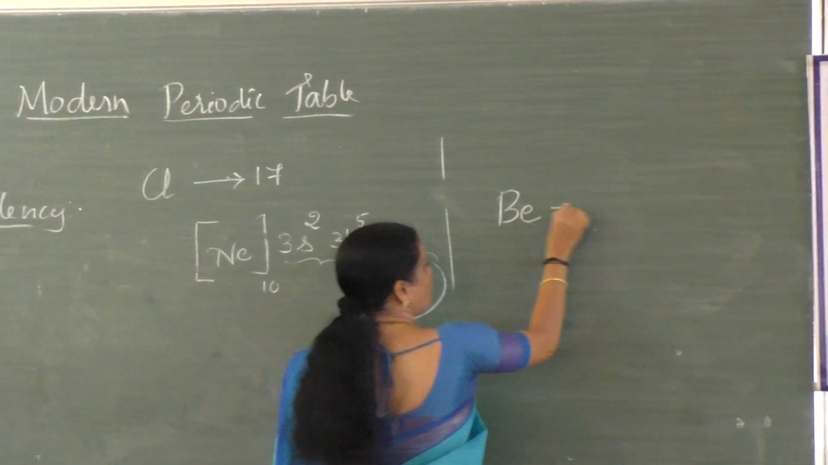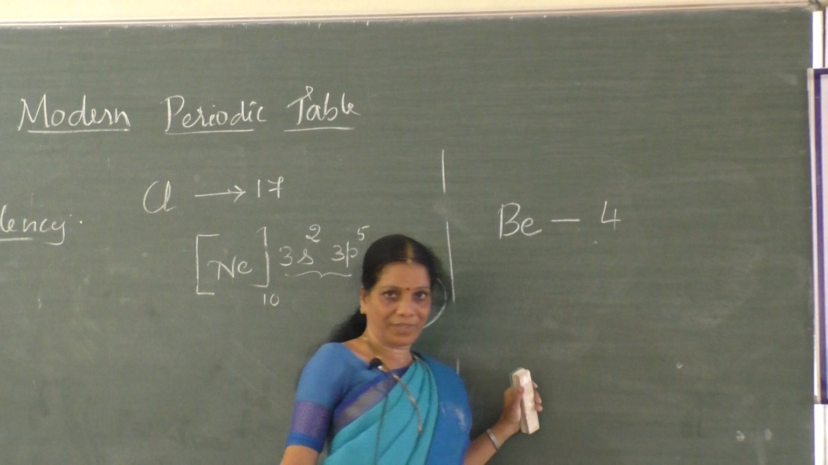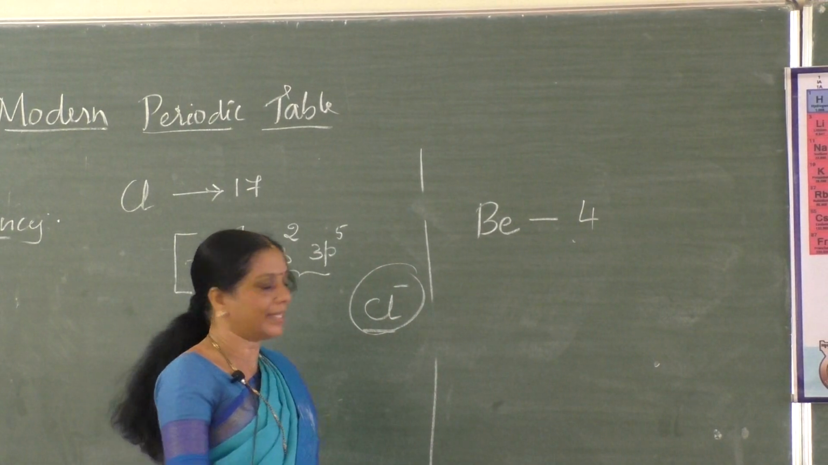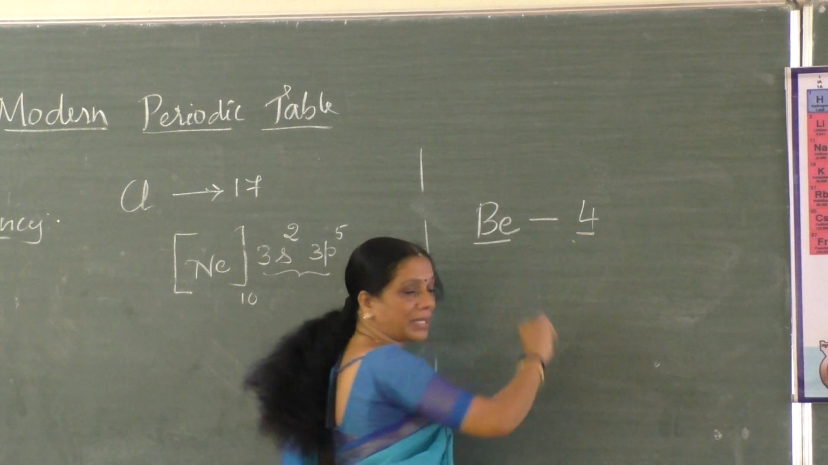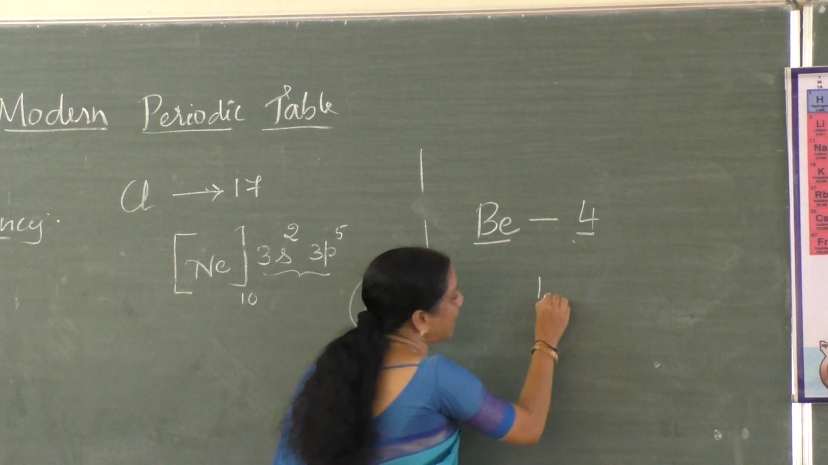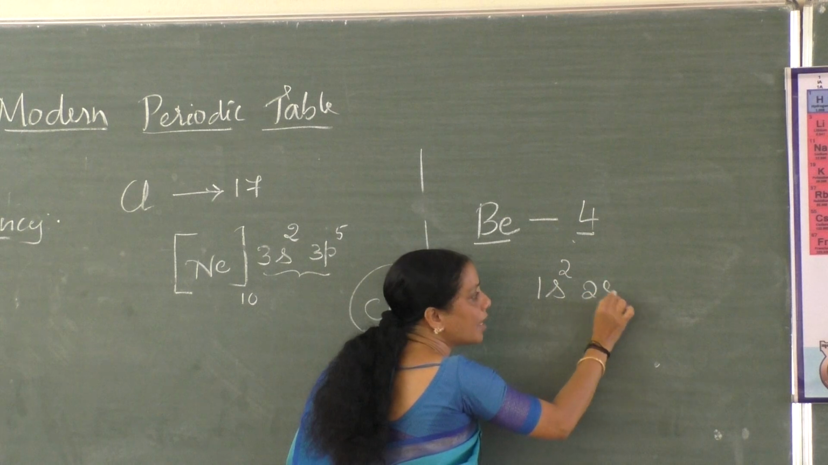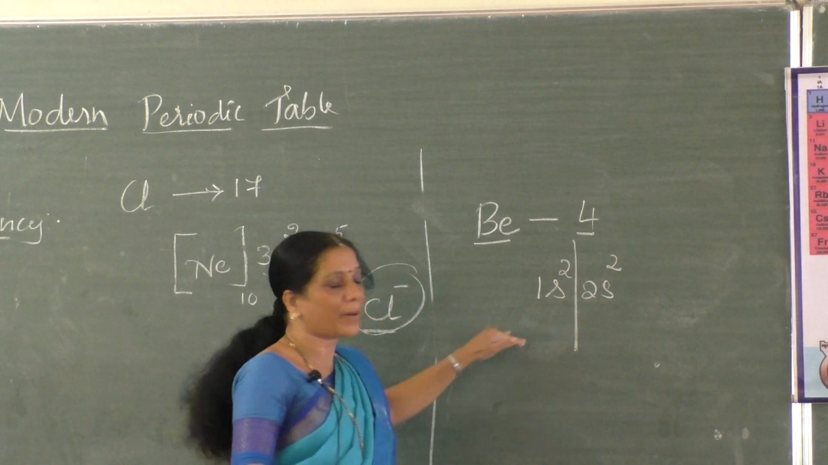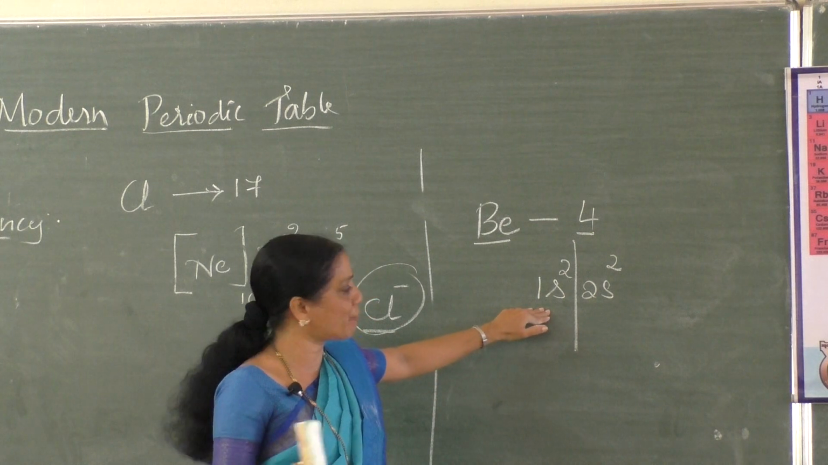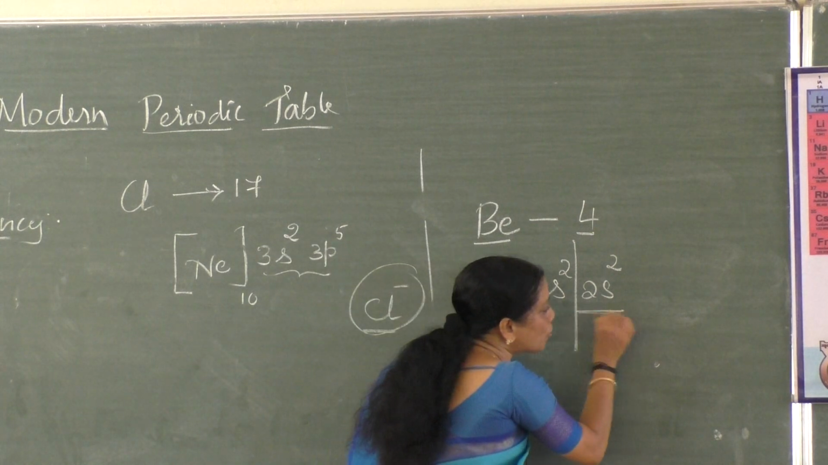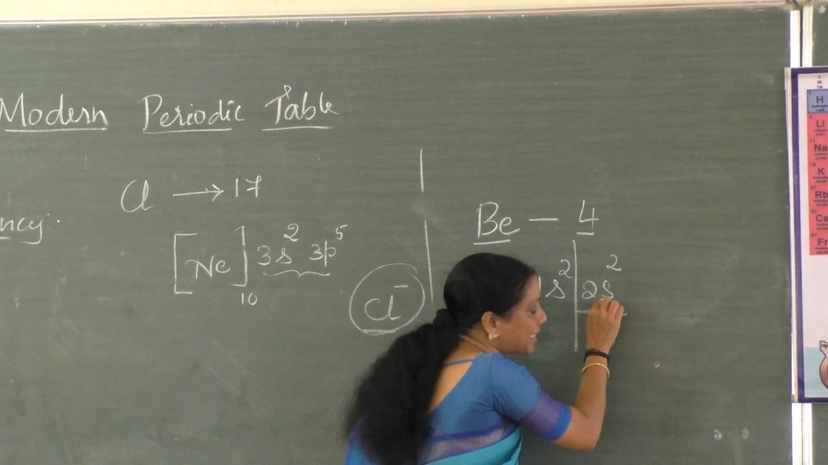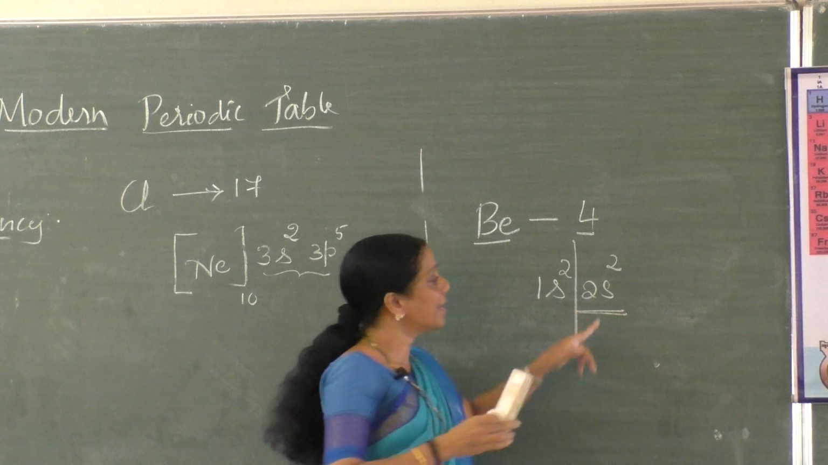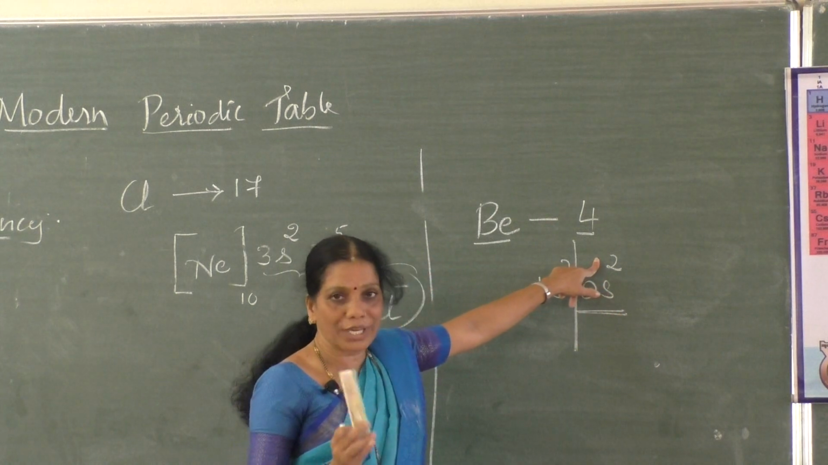If I consider beryllium, the next element, what is the atomic number? 4. It is next to lithium, that means the electron number increases by 1, isn't it? Hence, the beryllium atomic number is 4. If I write the electronic configuration, 1s2 and 2s2. 1s2 is the inner electrons, which do not take part in any chemical reaction or bond formation. 2s is the outermost main energy level s orbital. This is the second main energy level. It contains how many electrons? Just see, 2 electrons.